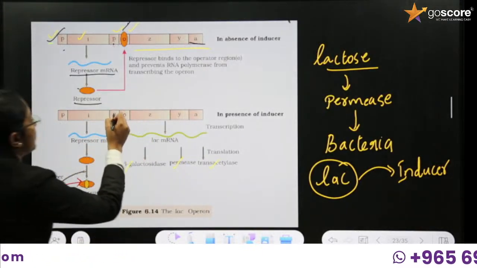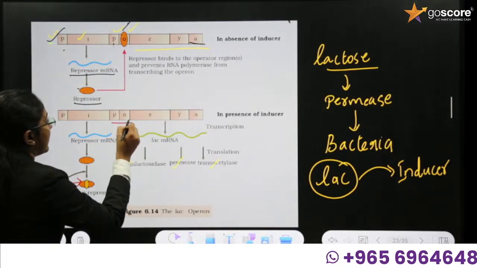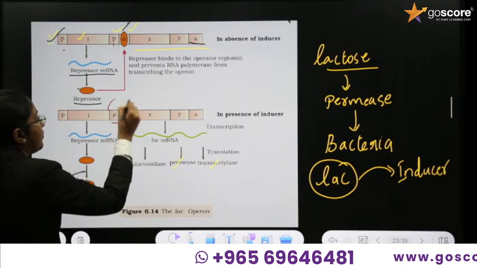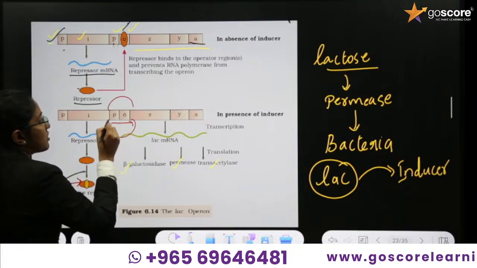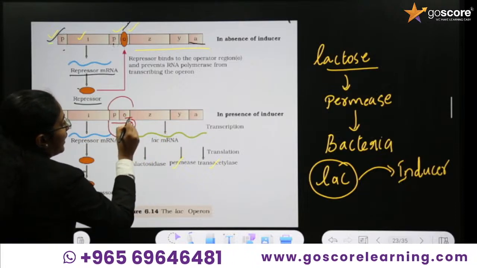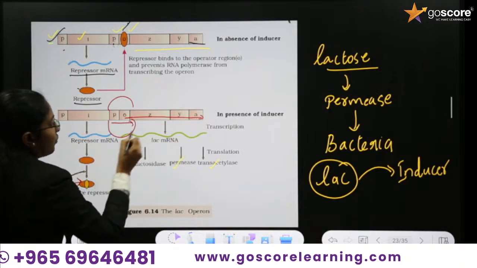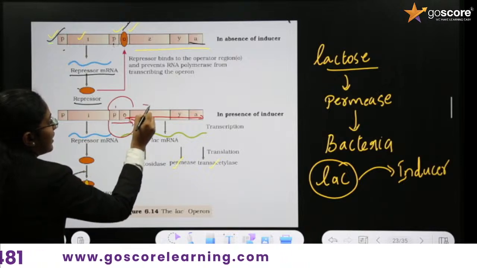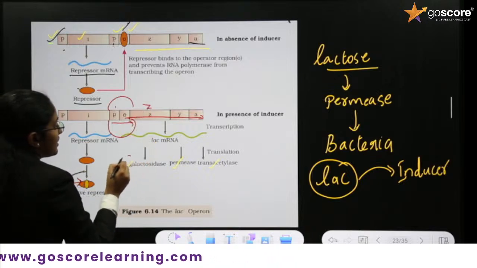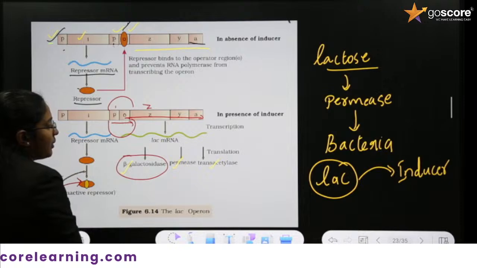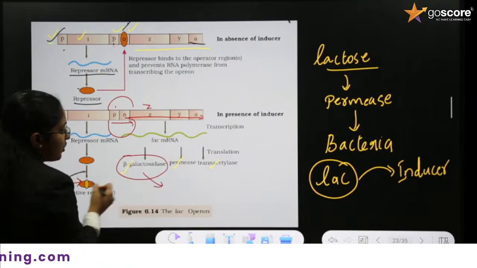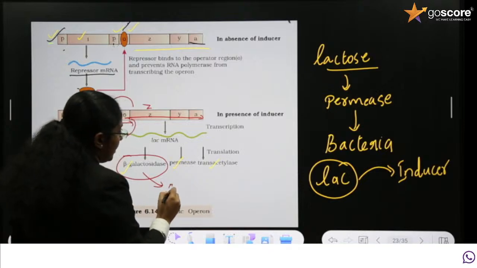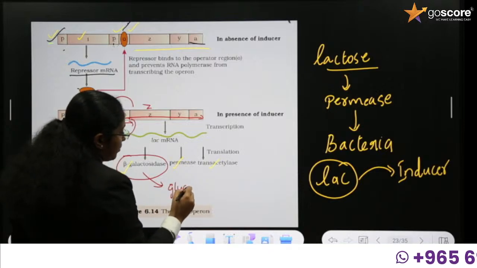Once it removes the repressor protein, this promoter site is free, and the operator site is free. The polymerase enzyme which is binding here can move towards this side. When the polymerase enzyme is moving to the Z gene, what happens? Beta galactosidase will be produced. If beta galactosidase is produced, what happens? This beta galactosidase helps to synthesize the glucose molecule from lactose.